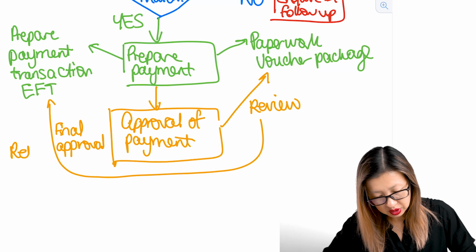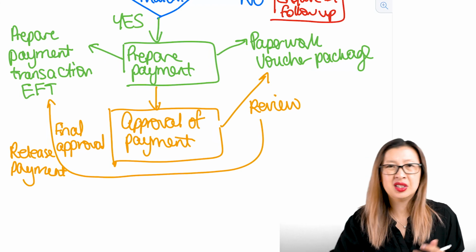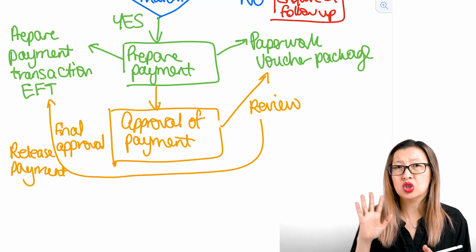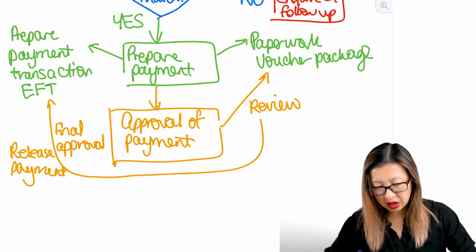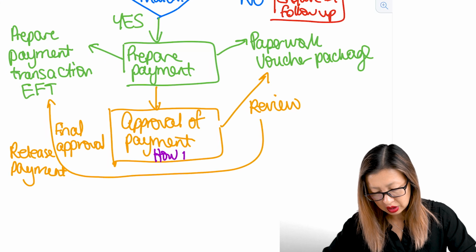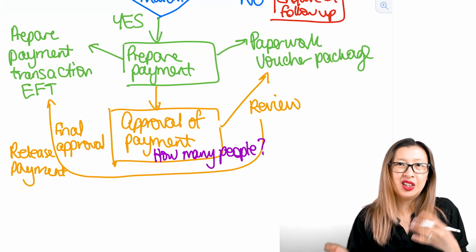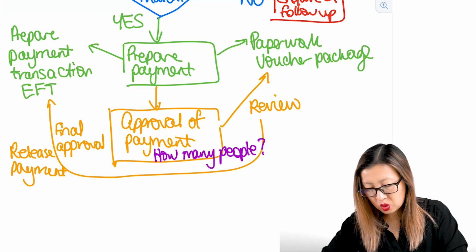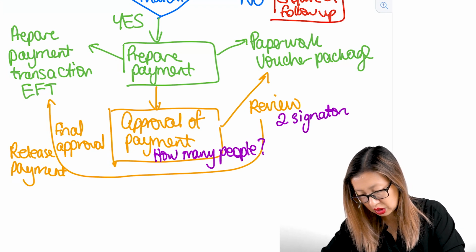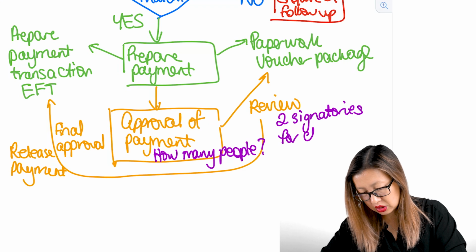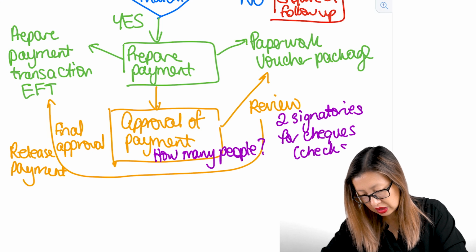Final approval, release, payment. Now, that could happen typically with some sort of security code. Now, there's a good question here as to how many people will do this. Because in the old days of physical checks, it was quite common to have two signatories for checks.